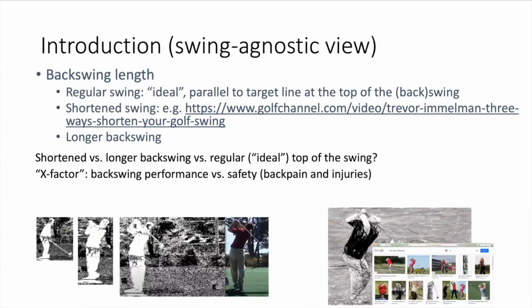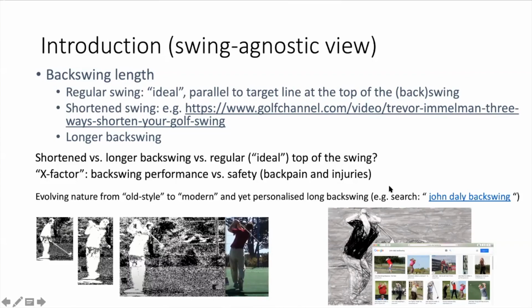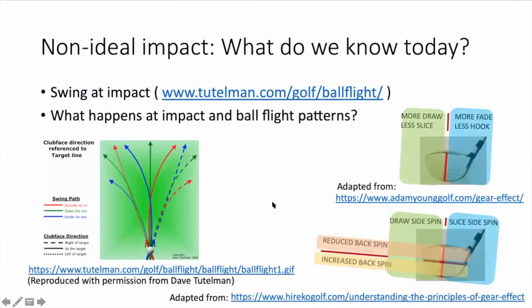And here below we can see long backswing executed on a shorthand size driving range of AUT University, used in our experimental settings, and also John Daly's artistic impression of his long backswing together with Google image search. So next slide, let's see what happens at impact with a ball.